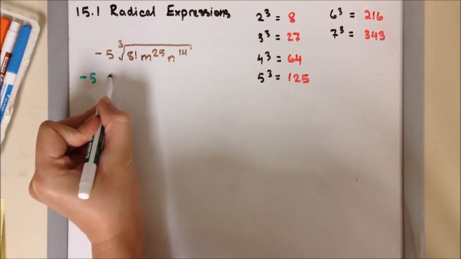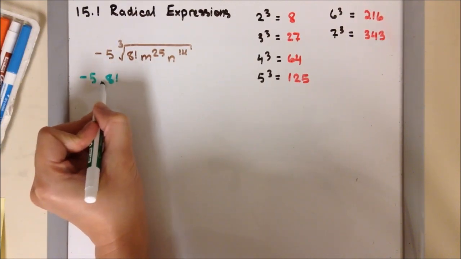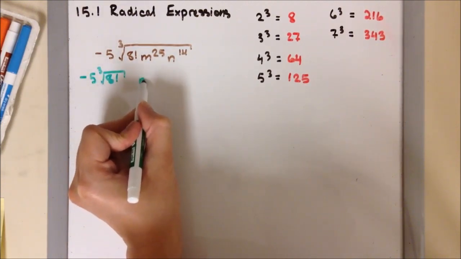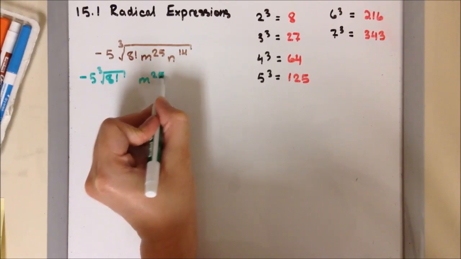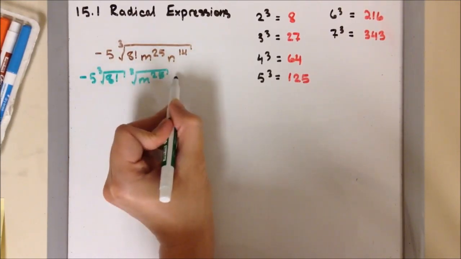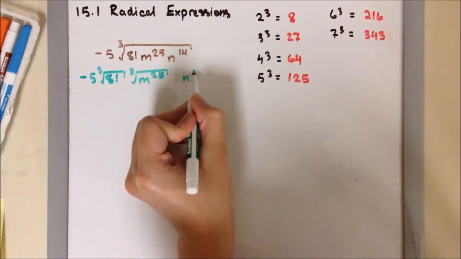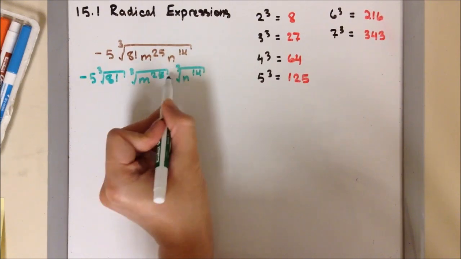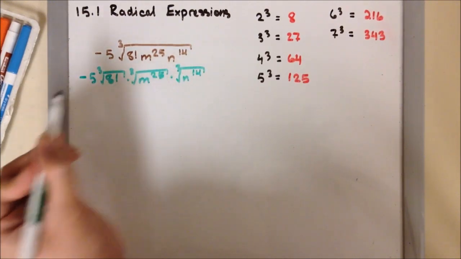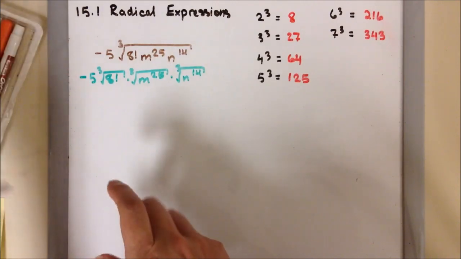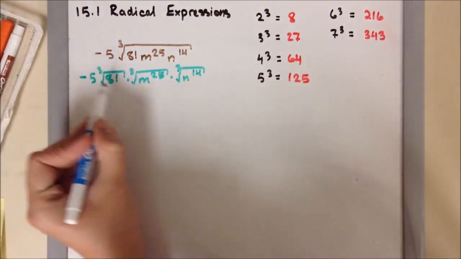but I'm going to have the cube root of 81, the cube root of m to the 25th power, and then the cube root of n to the 14th power. And again, they're multiplying to each other. So let's focus on the number first, the cube root of 81.